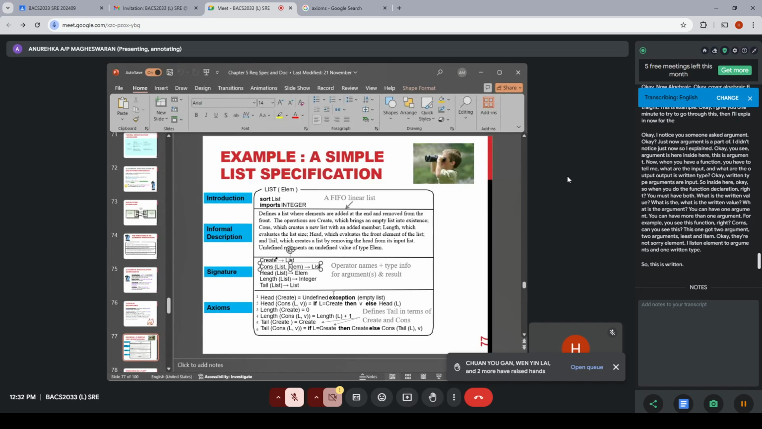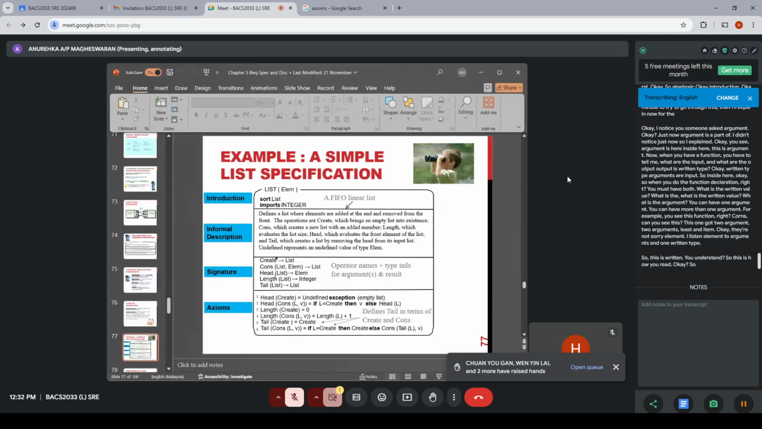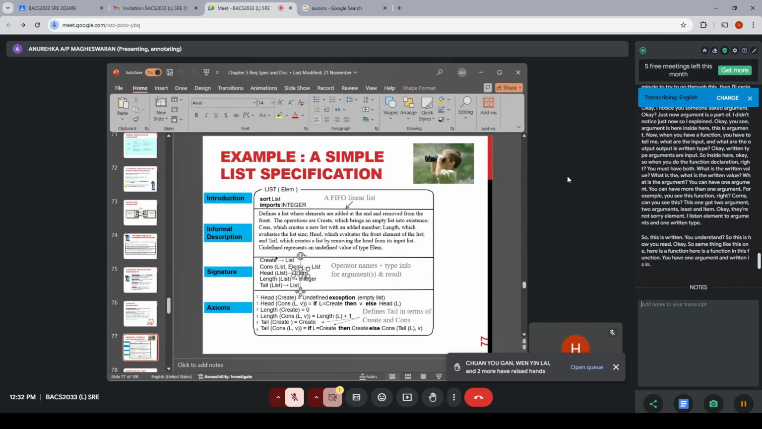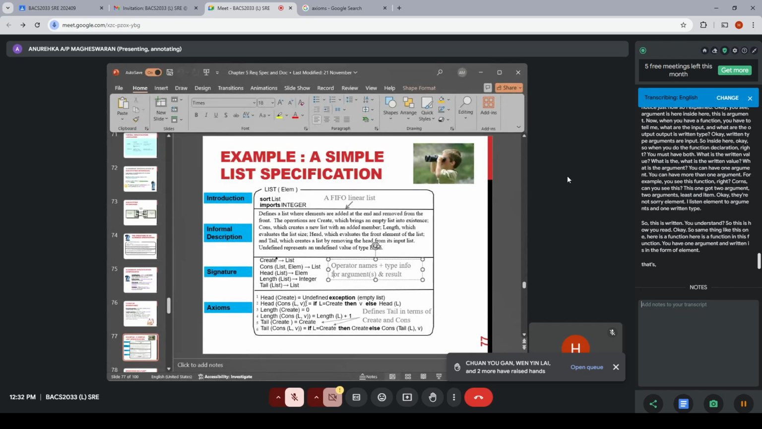So list is returned. Do you understand or not? So this is how you read. Same thing, like this one, head is a function. In this function, you have one argument and the return is in the form of element. That's how you read.